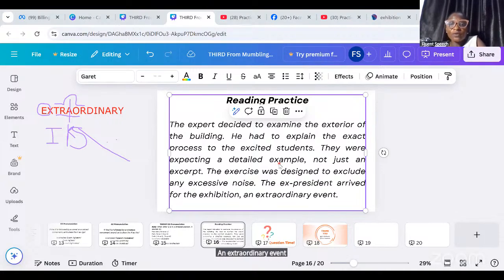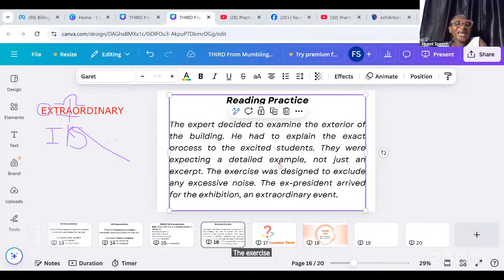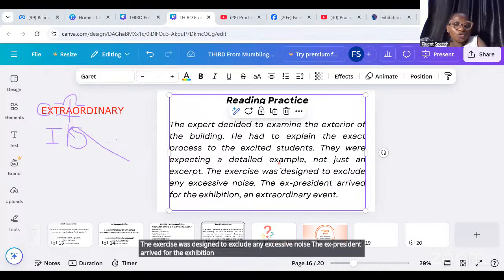I'll take it faster now, and then we go for breakout room. The experts decided to examine the exterior of the building. He had to explain the exact process to the excited students. They were expecting a detailed example, not just an excerpt. The exercise was designed to exclude any excessive noise. The ex-president arrived for the exhibition, an extraordinary event.